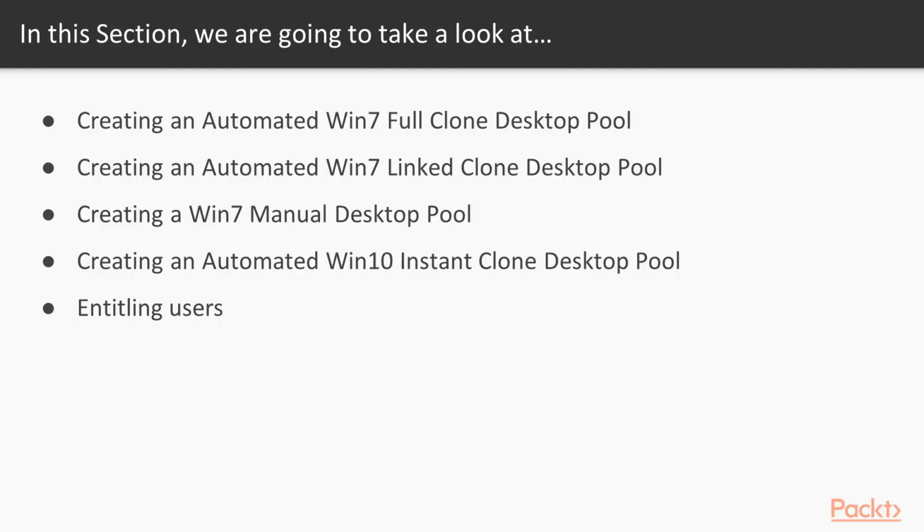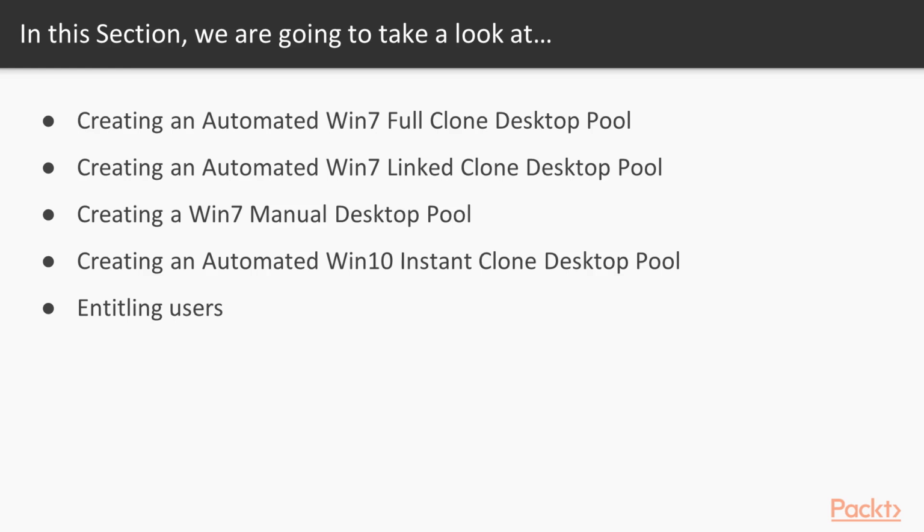So what we're going to learn in this section? In this section, we're going to create several different types of desktop pool, starting with a Windows 7 full clone desktop pool. Next, we will create two additional Windows 7 desktop pools. One will be used as a linked clone desktop image, and the other will be a manual desktop pool using an existing virtual desktop machine.